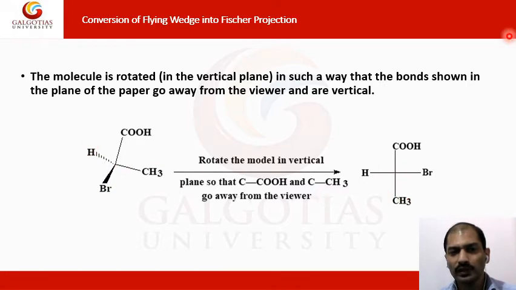Here this hydrogen represents the rear hydrogen, and this is the front atom, which is bromine. This is the horizontal and vertical line, so you have to put them on the vertical line, and this hydrogen will be on the left side and the bromine will be on the right-hand side. So rotate the model in the vertical plane so that COOH and CH3 go away from the viewer.